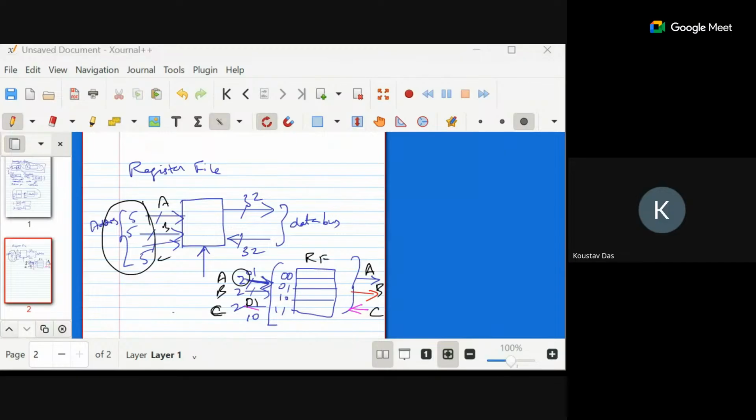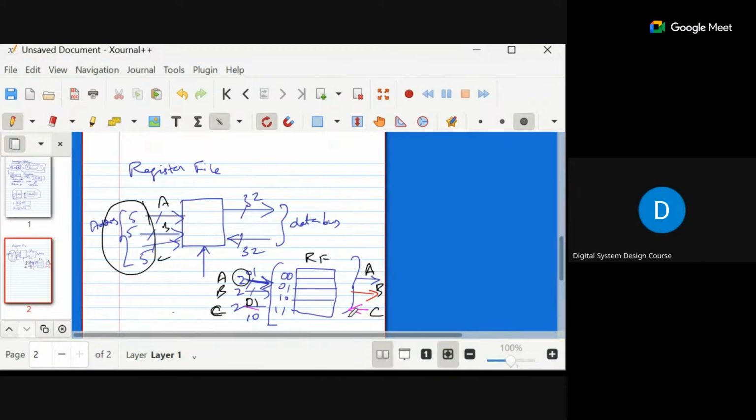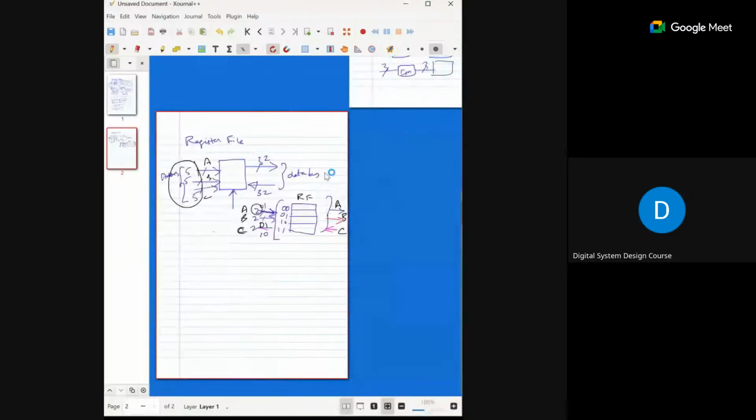Then the address size will be 2 to the power 5 now. Yeah, exactly. So totally I have 32 locations. What is the size of each location? How many bits can I store from here? Each location? 5 bits. No.